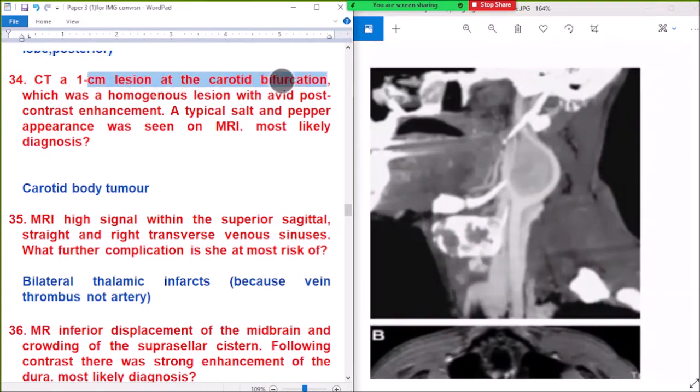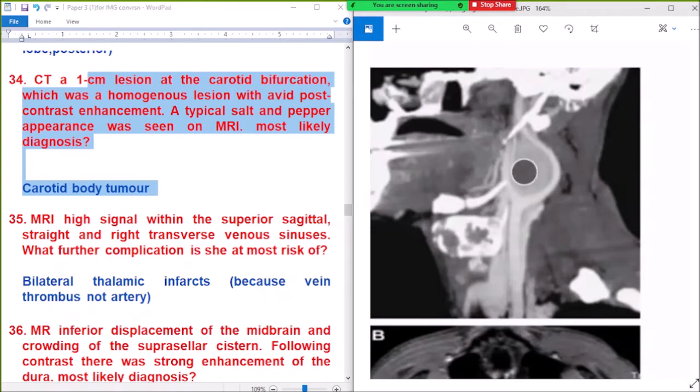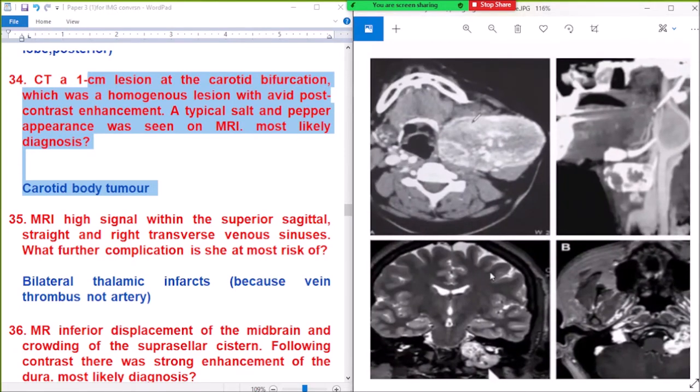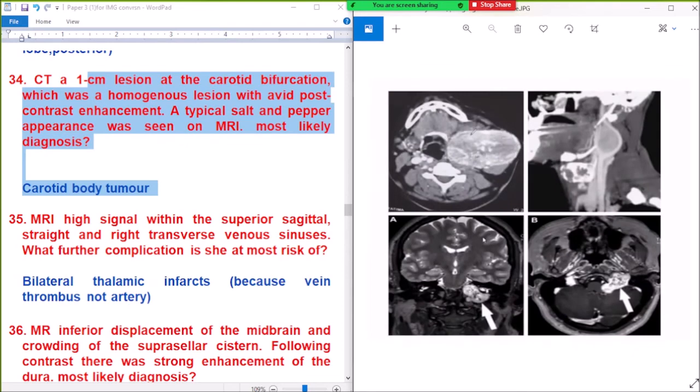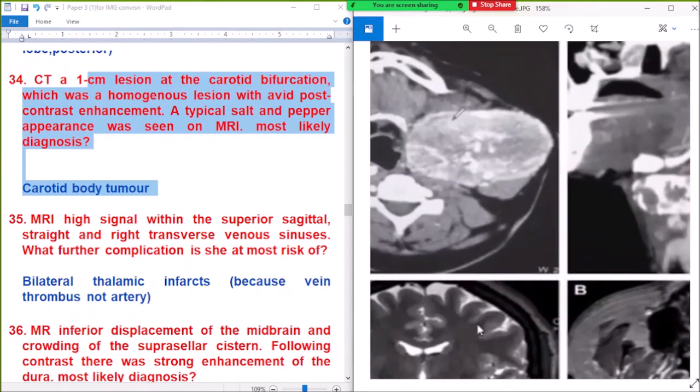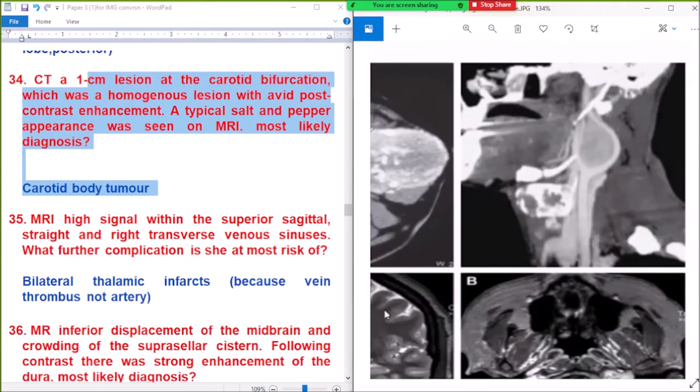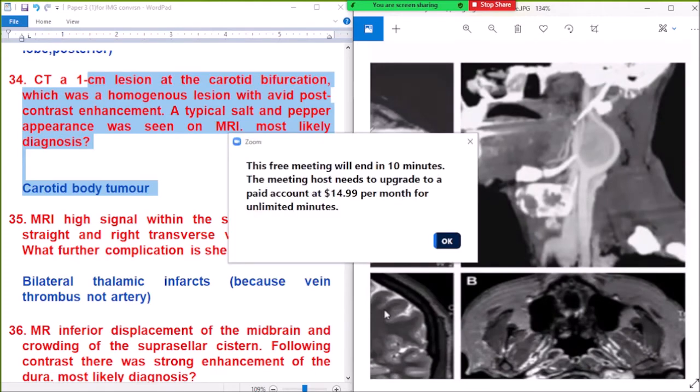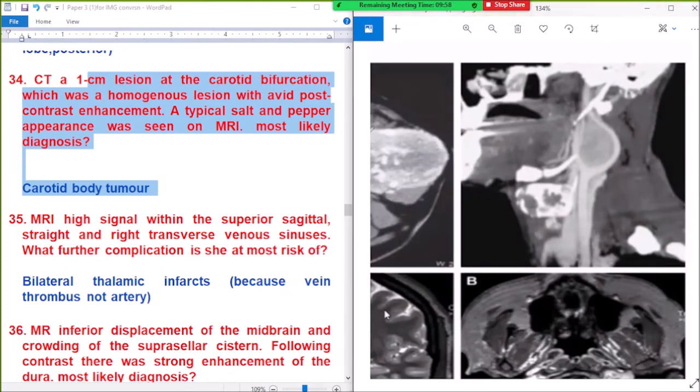A 1 cm lesion of the carotid bifurcation, a homogeneous lesion with elevated post-contrast enhancement. A typical salt and pepper appearance was seen on MRI. Most likely diagnosis: carotid body tumor. Salt and pepper appearance on MRI and a lesion at the carotid bifurcation means carotid body tumor.